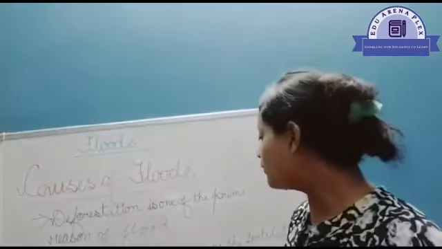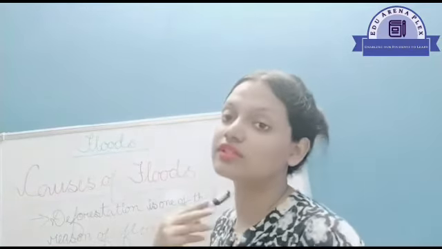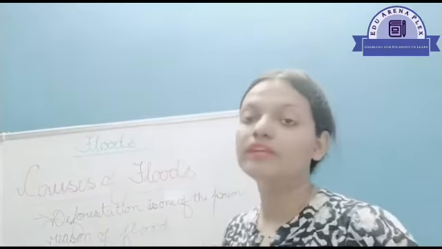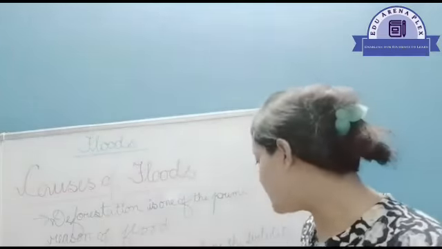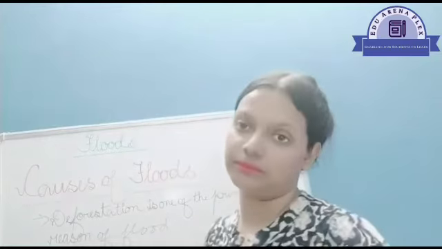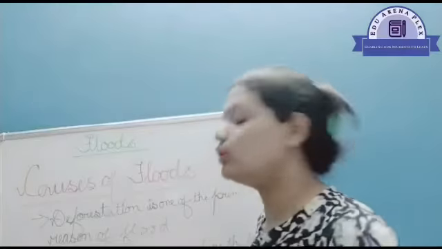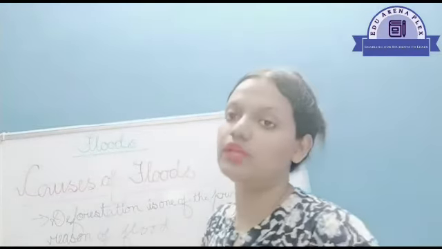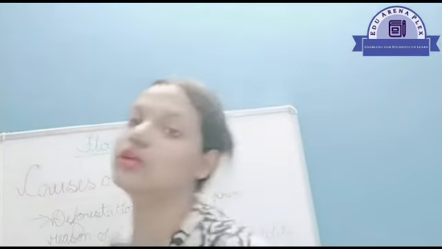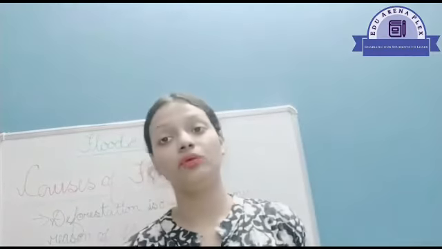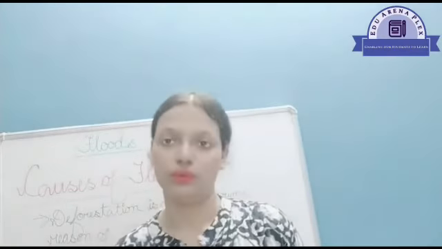Next we have overcultivation. Overcultivation reduces the fertility of the soil. When the fertility of the soil is reduced, the land becomes barren. Thus, it cannot hold water. Then one more cause of flood is population. Excessive population is also one of the causes of flood.